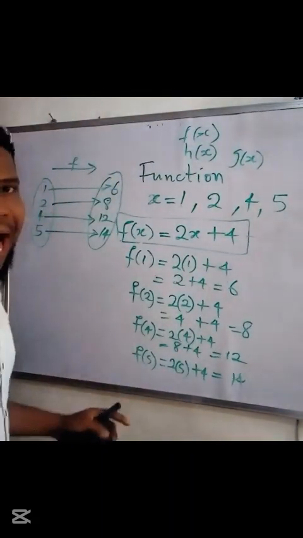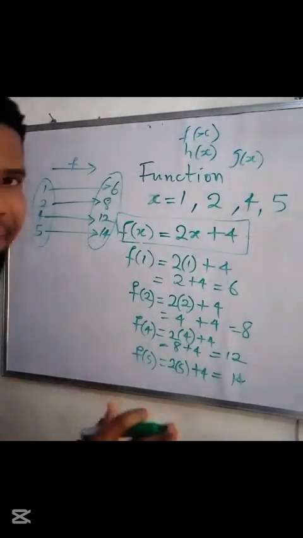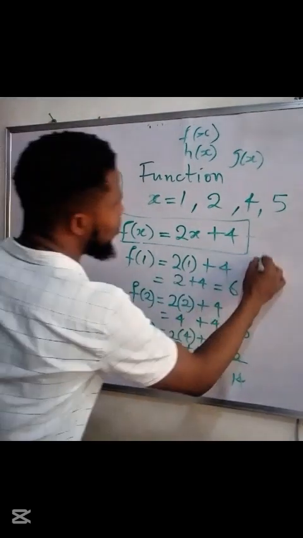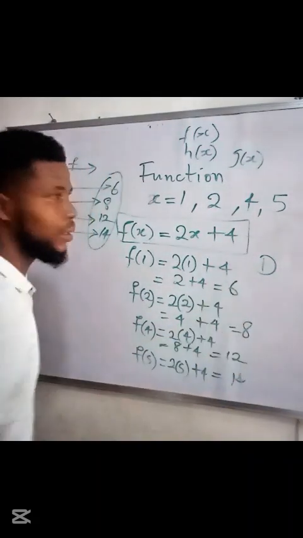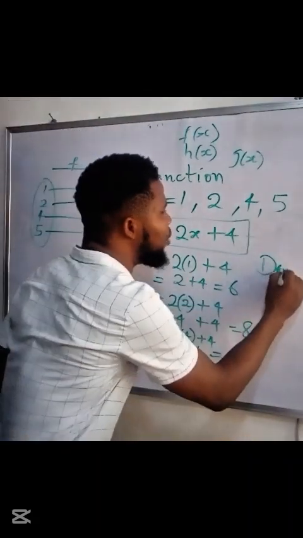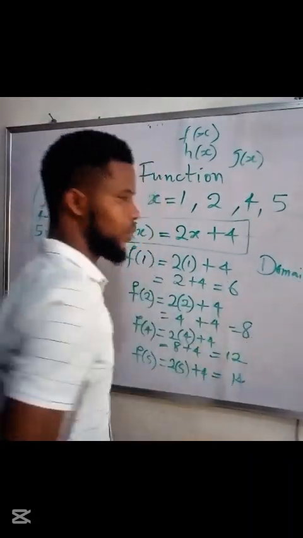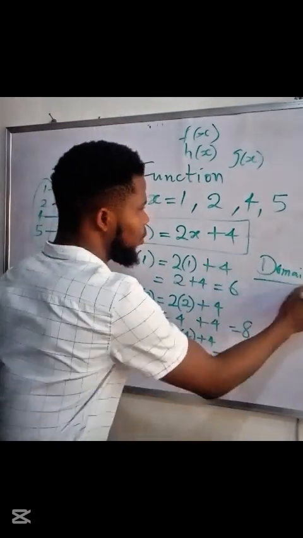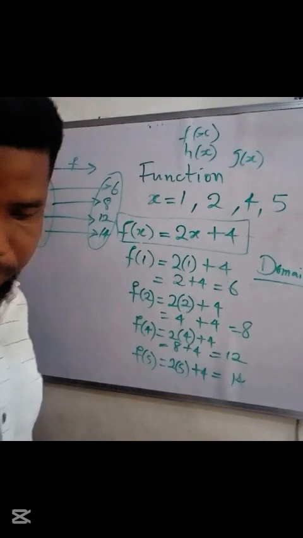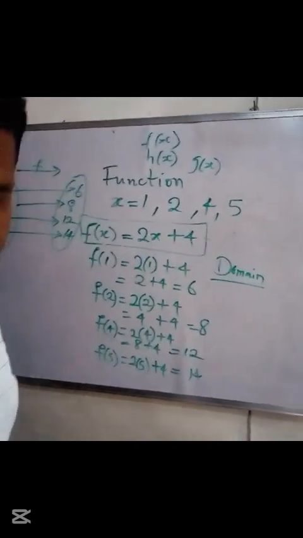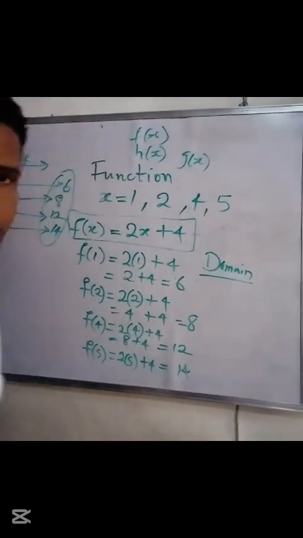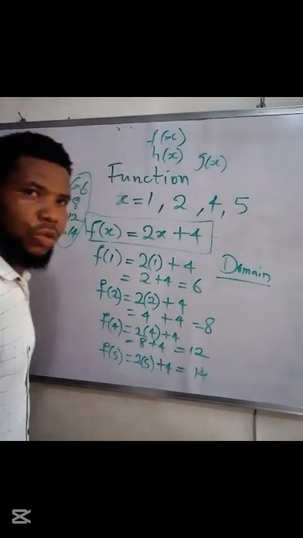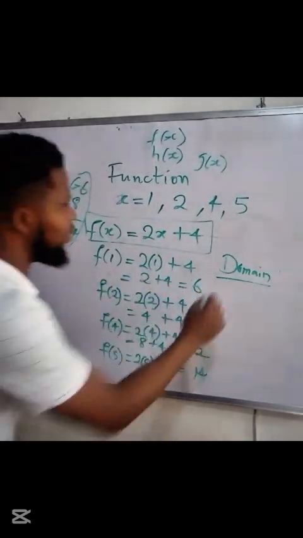So now, after I've drawn this map, this one that is your input is called the domain, represented with letter D. Domain is represented with letter D. I hope you can see, okay? Alright, so let me move my camera a bit. So, this is the domain, letter D.